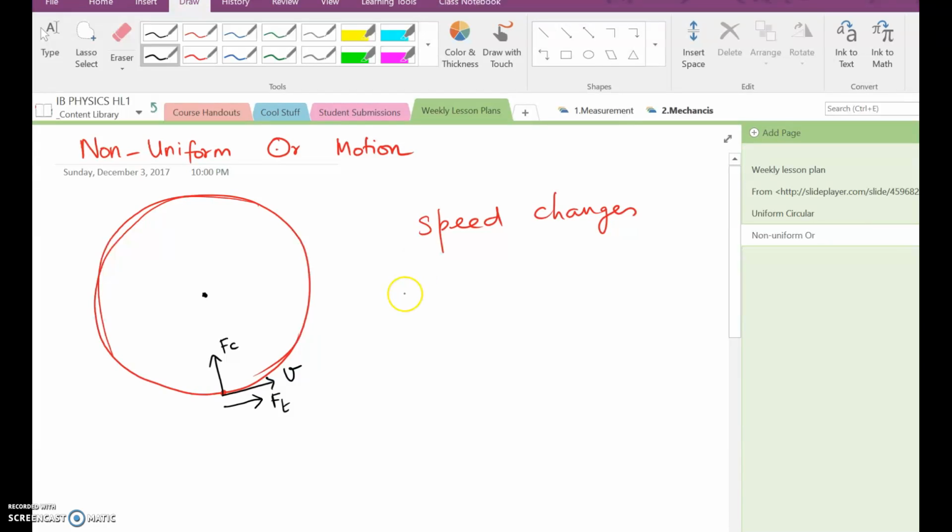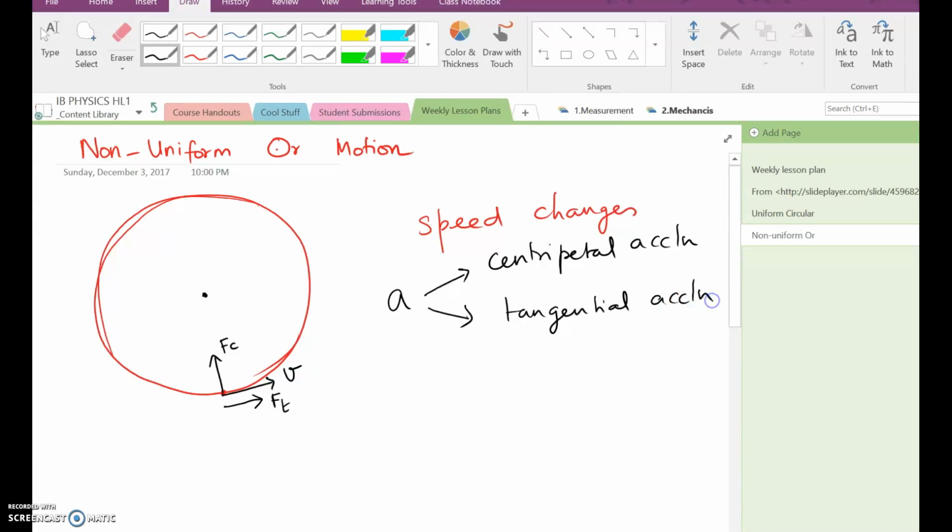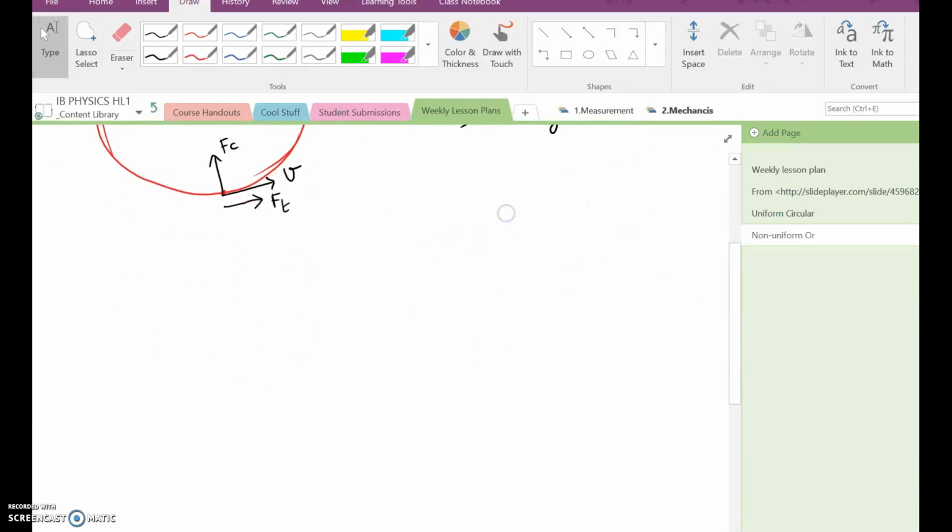So non-uniform circular motion will have two components of acceleration: a centripetal acceleration, which changes the direction of motion and keeps the object in a circular path, and a tangential acceleration, which is responsible for the change in the speed of the particle as it moves in the circular path. So the net acceleration for the particle is the vector addition of the centripetal and the tangential acceleration at any instant. So let's look at an example.